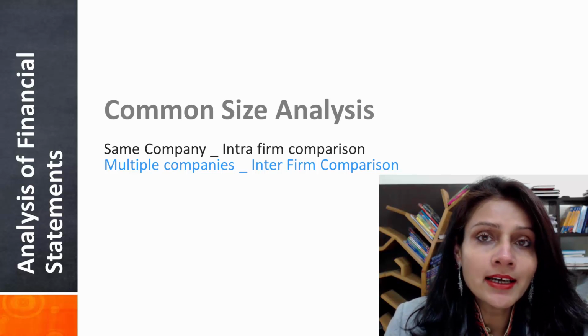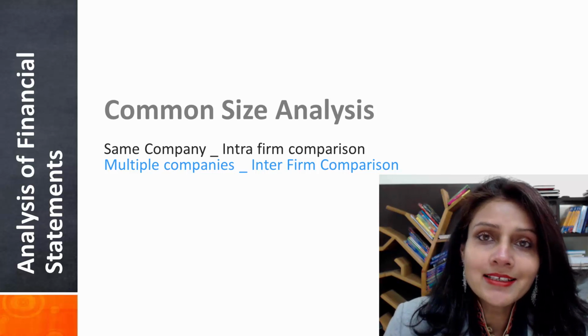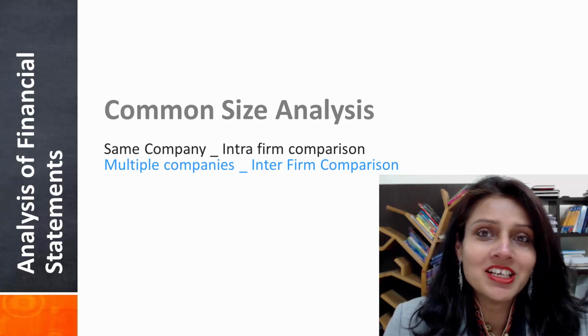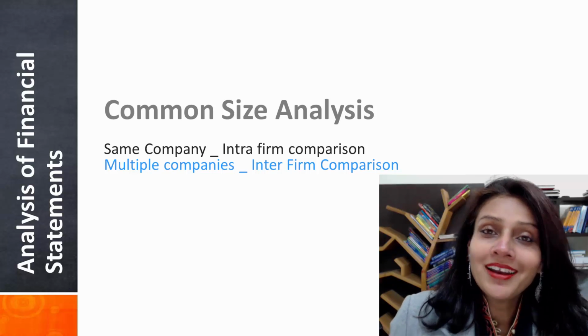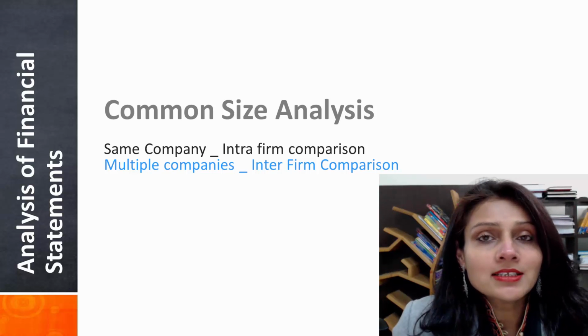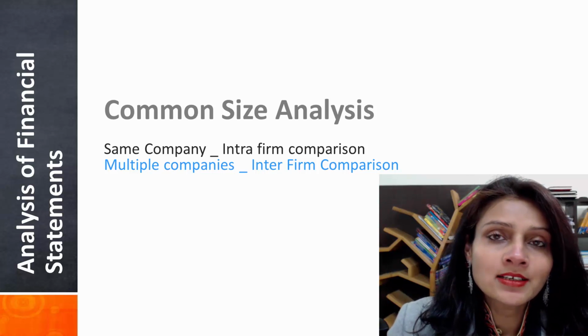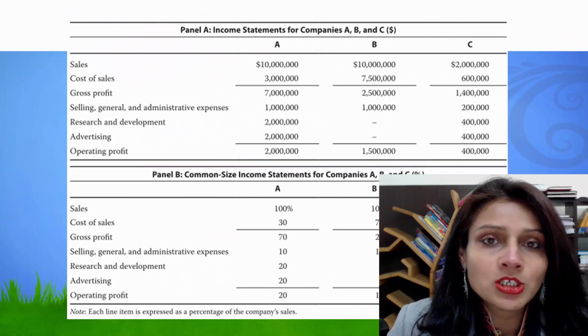That is, comparison of companies which are not of the same size. And how is that done? That is done by standardizing the income statement and the balance sheet. And it's a really very simple procedure. Let's see how that is done. Let's start with the common size analysis of the income statement.